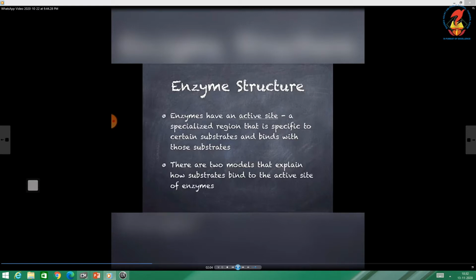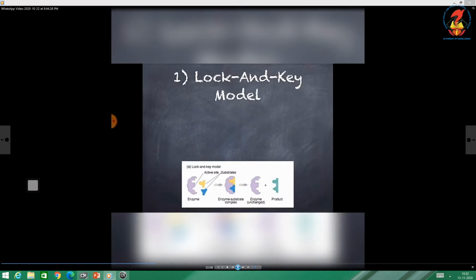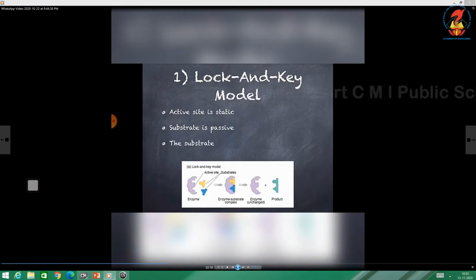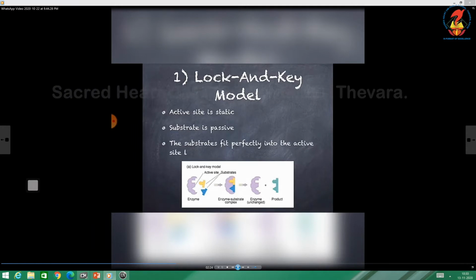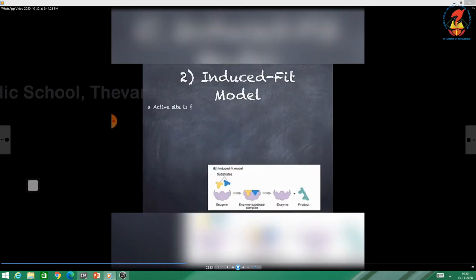The first model is widely accepted and it is called the lock and key model. According to this model, the active site of the enzyme is static, stationary. The substrate is passive like a key, and the substrate like a key fits perfectly into the active site of the enzyme like the lock. So it's like a key fit into the lock.